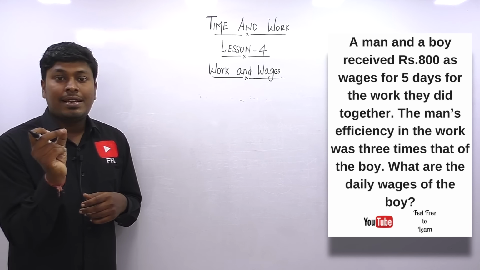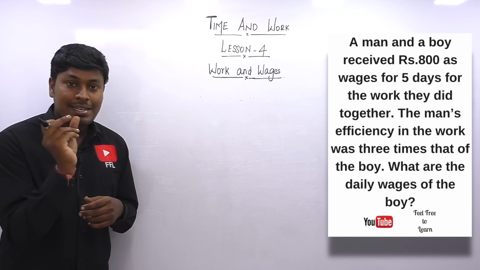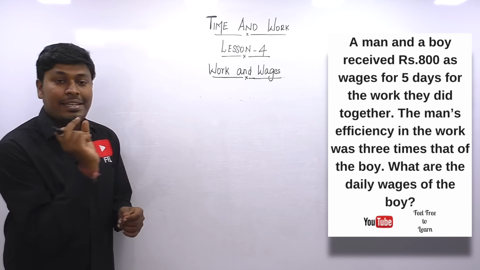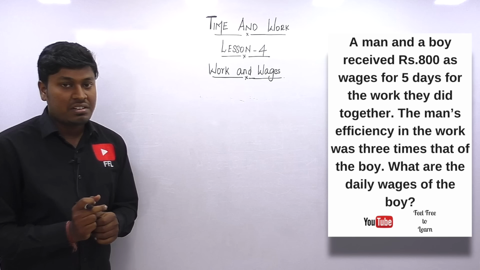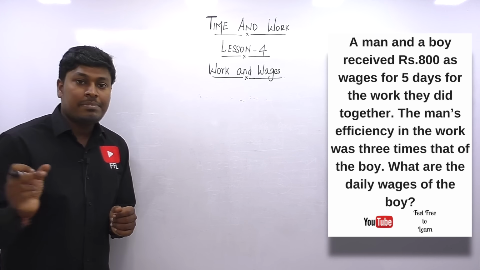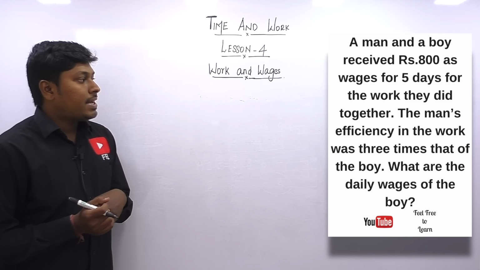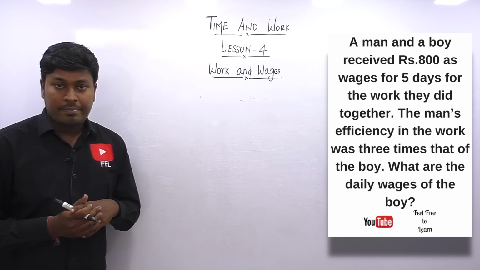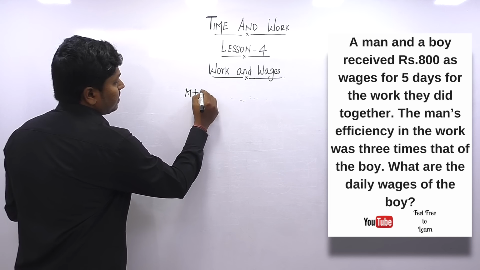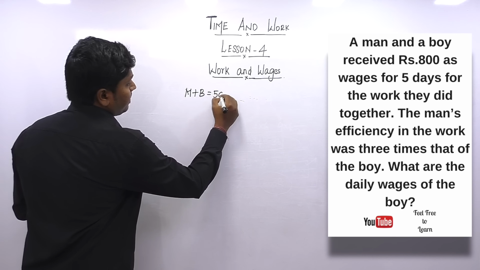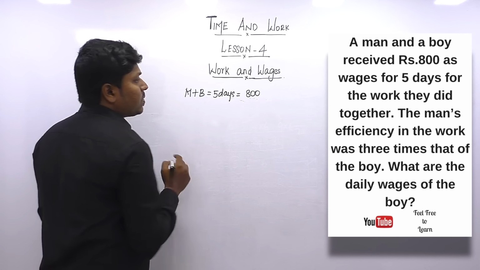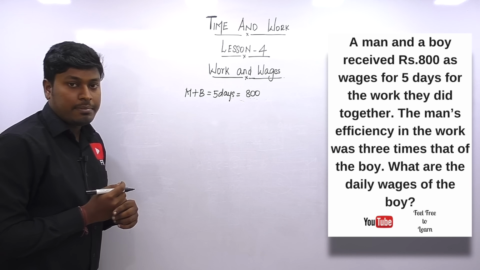And another important line, where the man's efficiency, listen carefully, man's efficiency in the work. The word "in the work" plays a major role in the question. So the man's efficiency in the work was 3 times that of the boy. And our target is to find the daily wages of the boy. So friends, most important, listen here: a man and a boy work for 5 days and in total they earn rupees 800. This was the data that was given in point number 1.